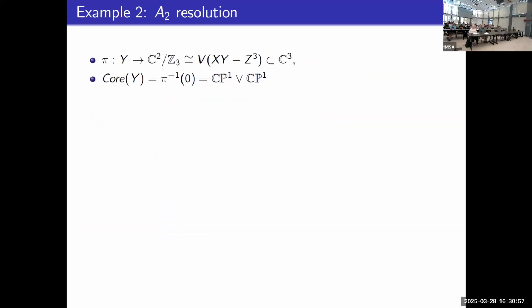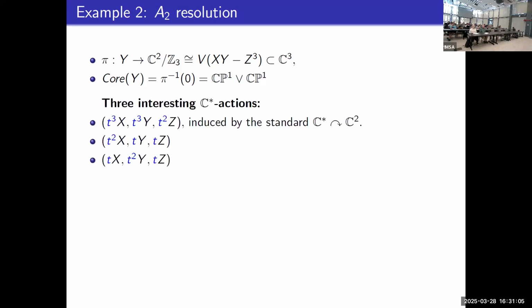So then let's look at the A2 resolution, which we've seen already. That's going to be our last example. We've seen already one action, but you can play with the action. You can consider different actions. So I think in the example we've seen the third action here, but we can switch X and Y, and we can also look at the first action, which is induced by the standard C star action on C2, because the A2 singularity is C2 divided by Z3. So look at these 3 different actions.